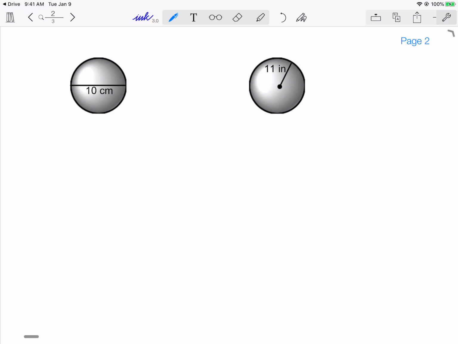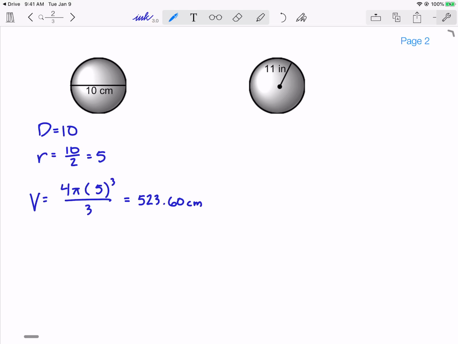So in this first one, first thing we have to notice is that we're given a diameter. So the diameter is equal to 10, which means we have to divide that result by 2 to get the radius, which is 5 centimeters. So then for volume, I'm simply going to do 4 times pi times that radius of 5 to the third, and then divide all of that by 3. And when I type that into my calculator, I should get 523.60 centimeters cubed. So volume has units cubed.